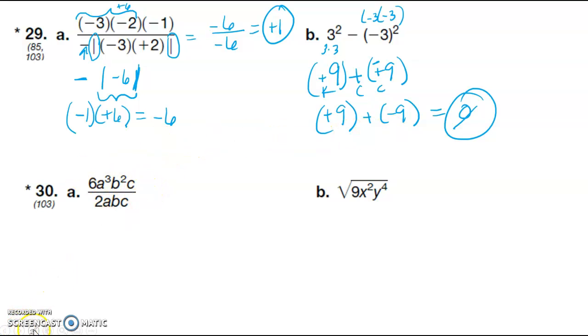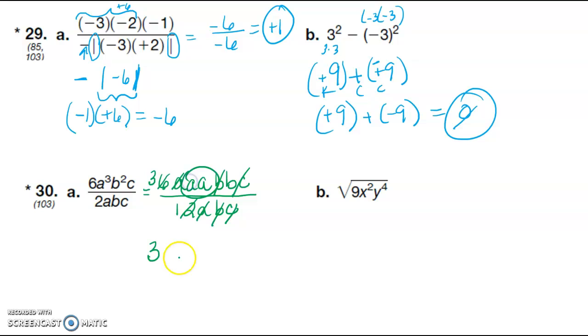Let me change my colors here. So I have 6, A, B, B, C over 2, A, B, C. So 2 goes into 6 3 times. I have an A on top and an A on bottom. I have a B on the top, a B on the bottom. I have a C on the top and the C on the bottom. So let's see what we get. We have 3 A squared. That is it. Okay.